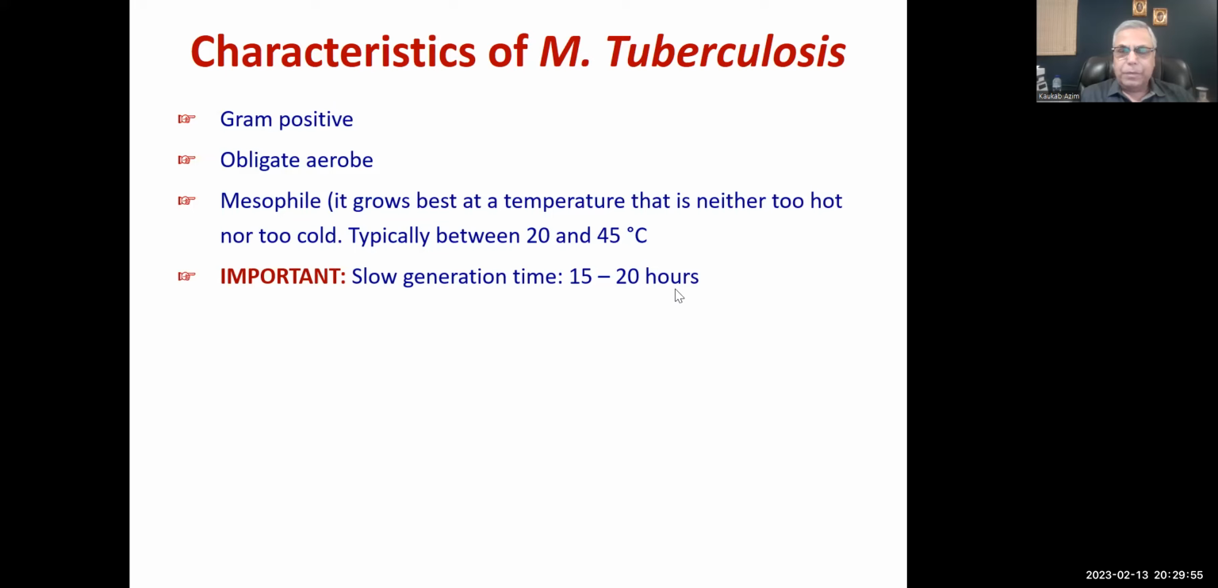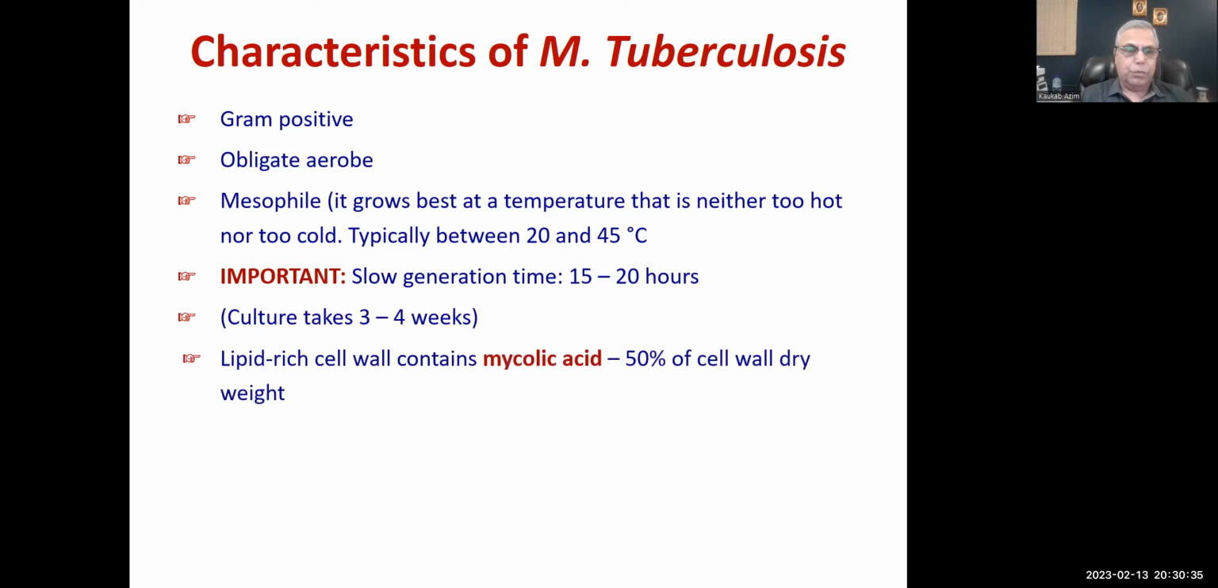Slow generation time, 15 to 20 hours, right? I hope you remember that E. coli multiplies in 20 minutes. One divides into two in 20 minutes. But here it is 15 to 20 hours. This is clinically important because if you culture mycobacteria, it is going to take a very, very long time, maybe 3 weeks at least, okay? So slow generation time is important to remember, because if you send the sputum, or some other sample for culture and sensitivity, that is going to take at least 3 weeks, right? So it is written that it takes 3 to 4 weeks, okay?